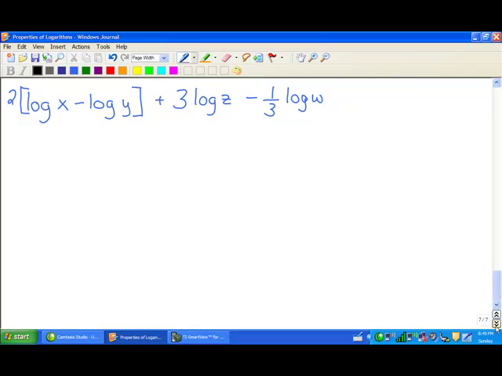Let's try that one more time, going a little bit more complex. This time you'll notice we have a parentheses, and in algebra we always work inside the parentheses first. So inside our parentheses we have the log of x minus the log of y. Well, that's the quotient rule. That says that it used to look like the log of x divided by y. And we're going to keep everything at this point the same.